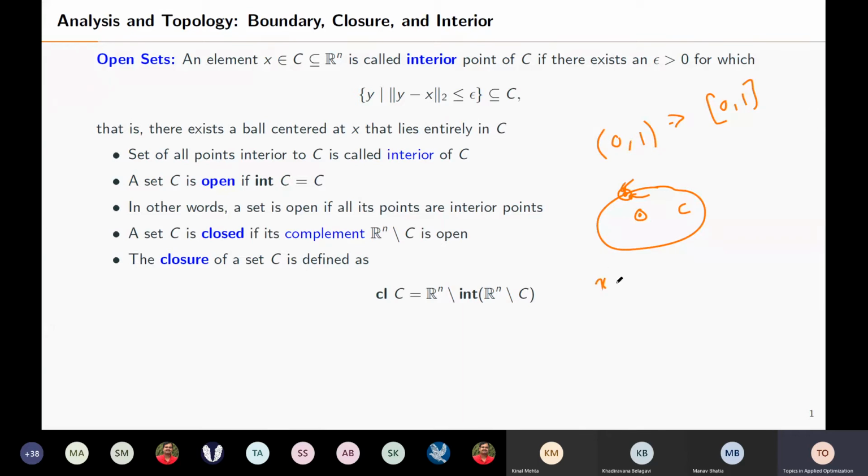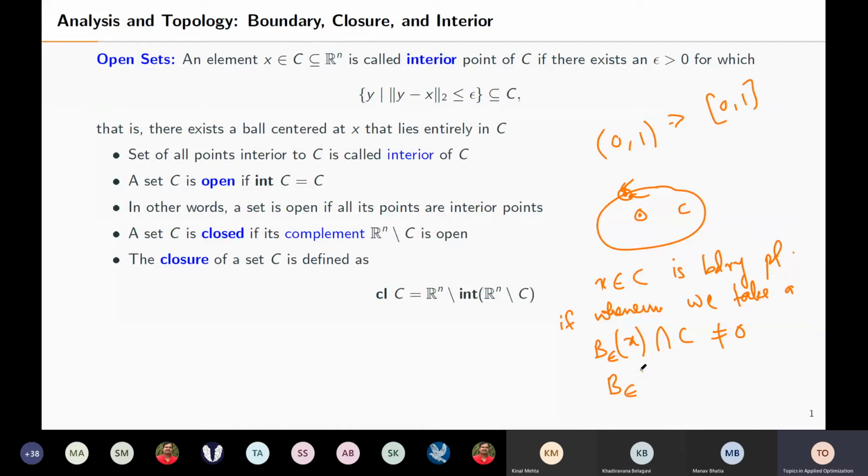So X is a boundary point of C if, whenever we take a ball, let us say any small ball, an epsilon ball of radius epsilon around X, then its intersection with C is not empty, as well as its intersection with the complement of C is also not empty. Okay, so that's how mathematically we can define a boundary point.